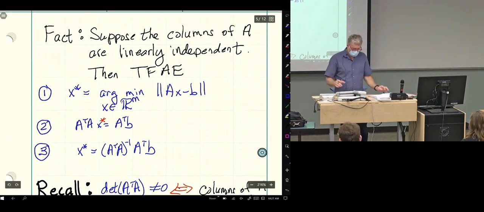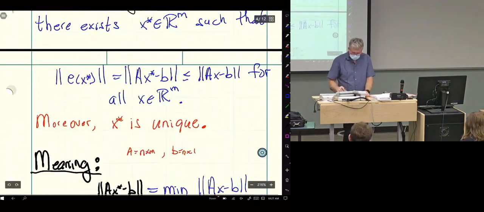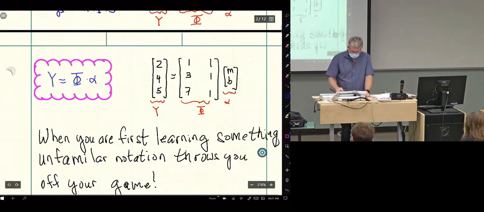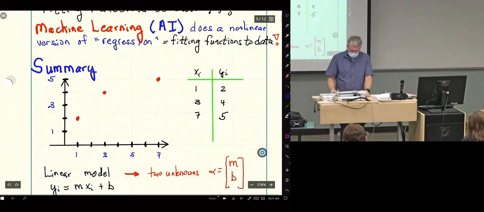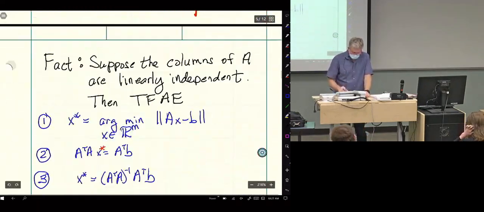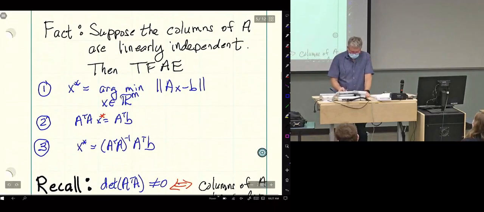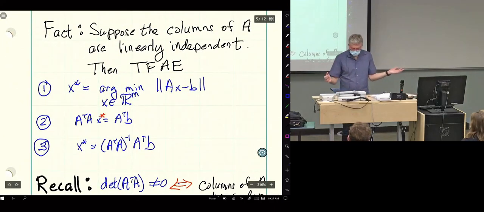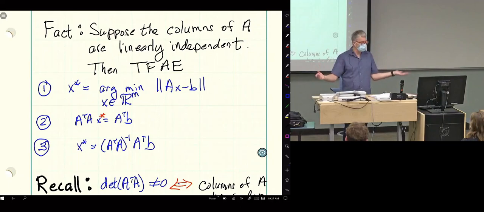Okay, let's go back and solve our line fitting problem using this formulation. I'll plug in all the numbers, and then I'll give you some insight into why. I mean, it's just too good to be true. AX equals B does not have a solution. Columns of A are linearly independent.